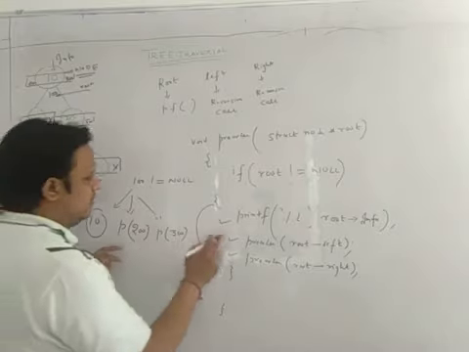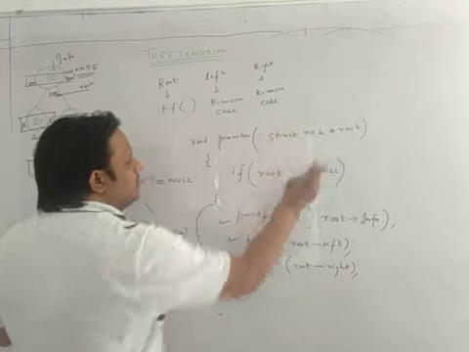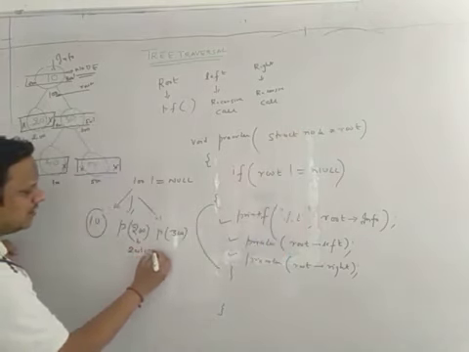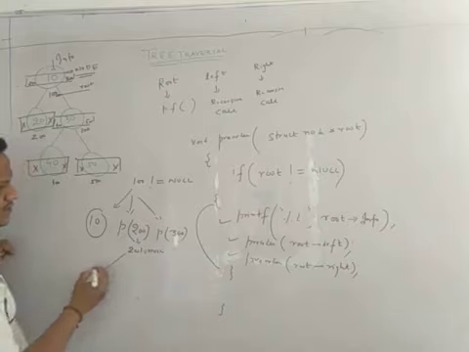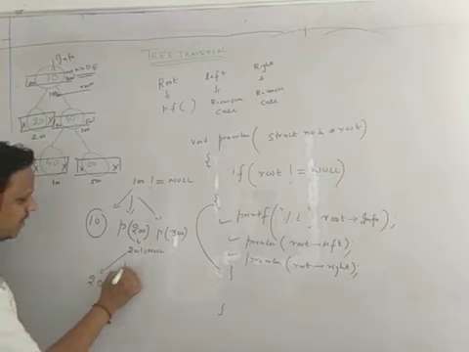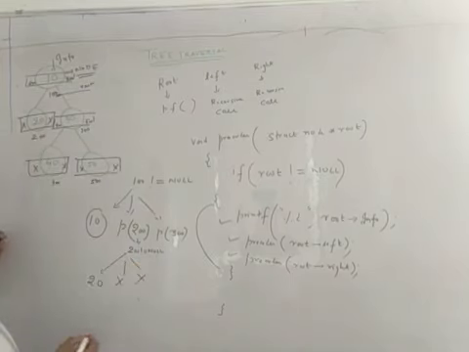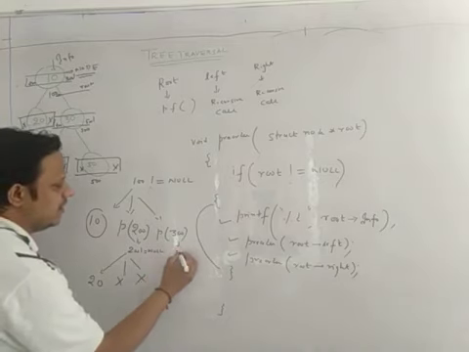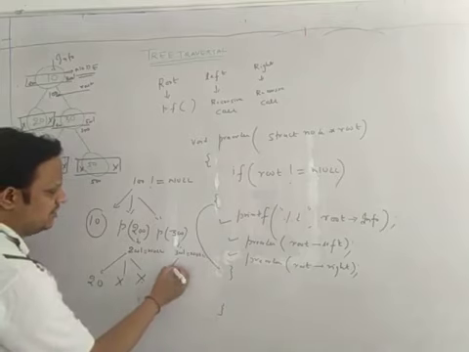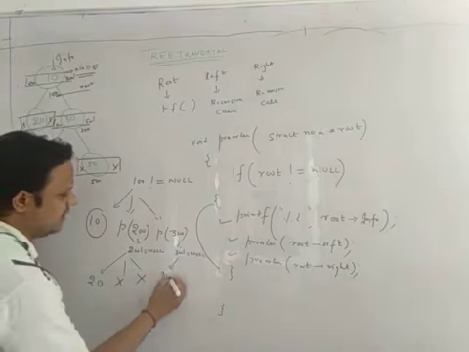Now P200 means the recursive function will call itself. Here the value of root is 200. So 200 not equals to null, the condition is true. Again do the same thing. The info of 200 is 20. There is no left and there is no right. So now we will solve 300. When you solve 300, 300 not equals to null, the condition is true. So you are going to print the info part of 300, which is 30.